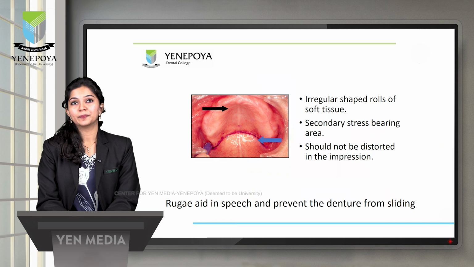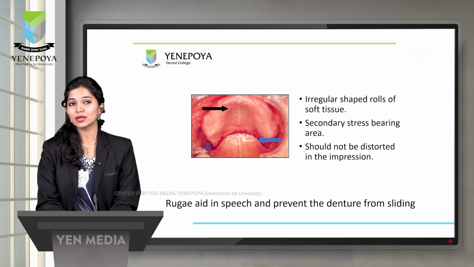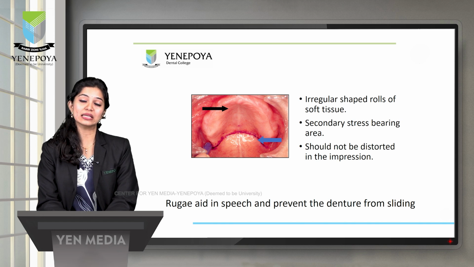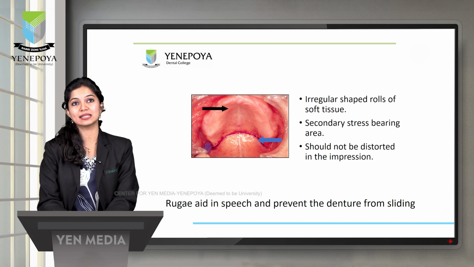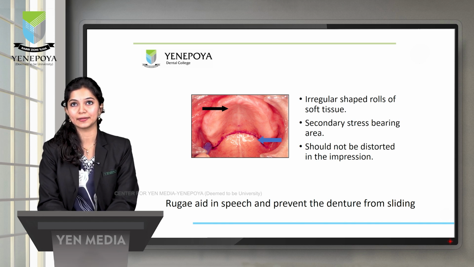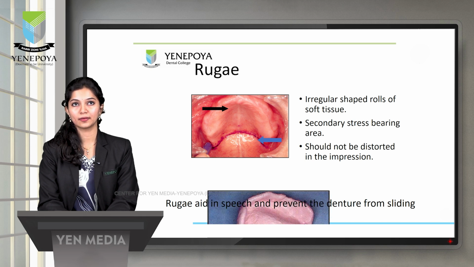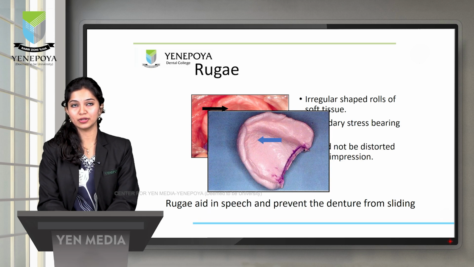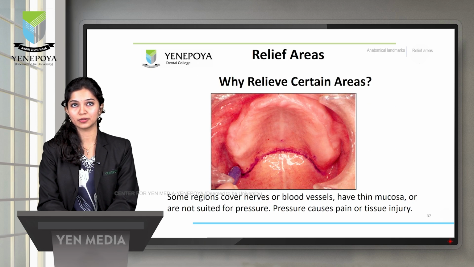Rugae are irregular shaped rolls of soft tissue, a secondary stress bearing area, and they should not be distorted in the impression. Per se, rugae aid in speech and prevent the denture from sliding. That is the clinical significance of rugae. So that is the picture in the impression and the patient's mouth.